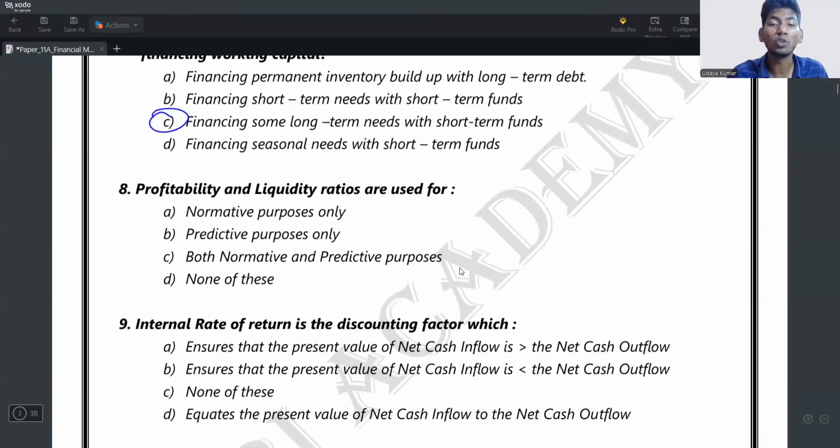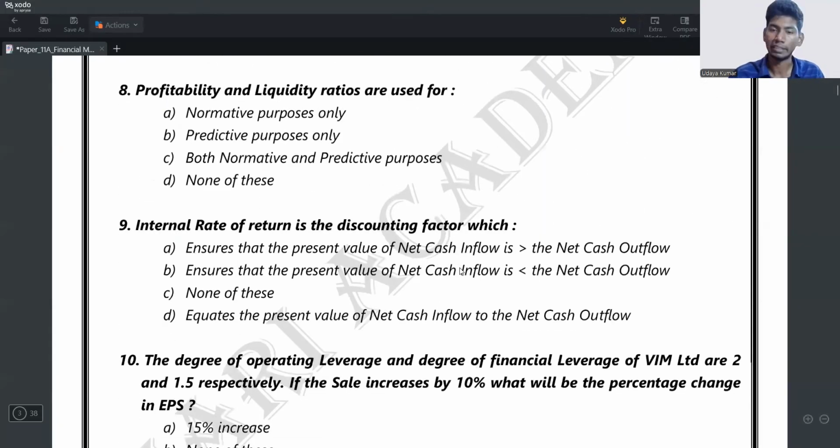Profitability and liquidity ratios are used for what? Try to give the answer. Both normative and predictive purpose. So profitability and liquidity ratios are used for both normative and predictive purpose, because they provide insights into a company's current financial health and help in forecasting future performance.